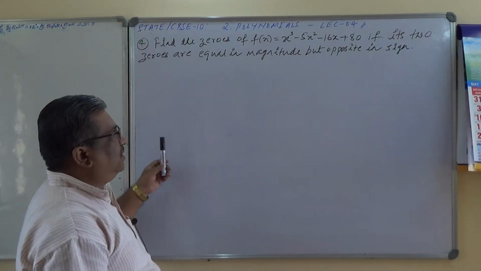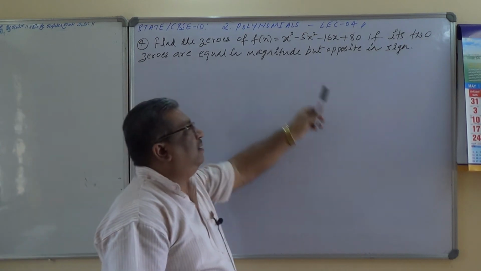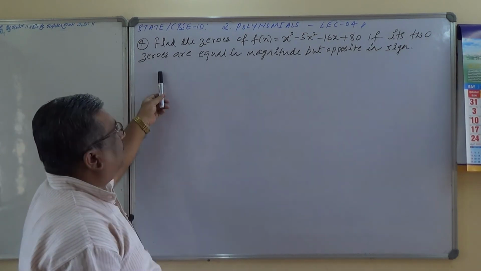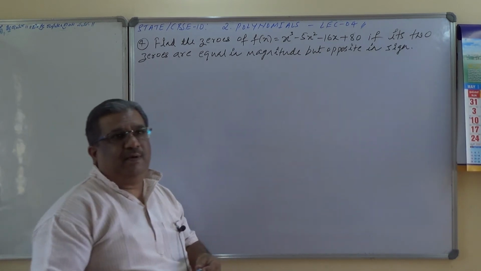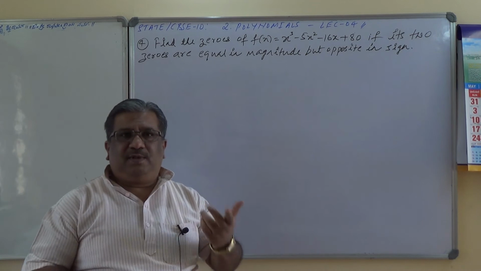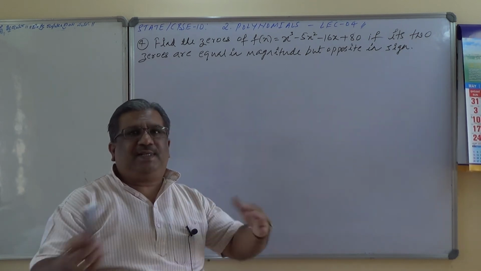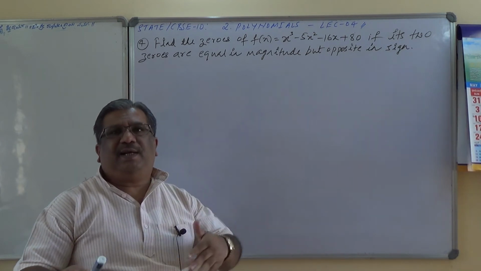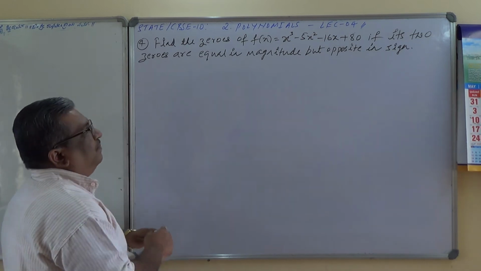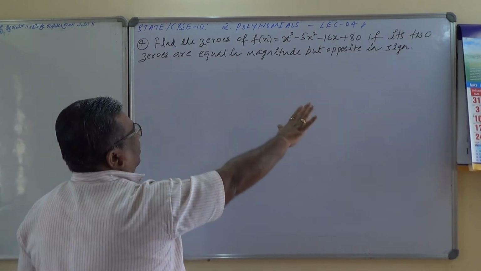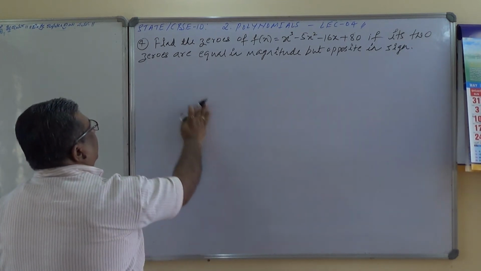Let us solve this sum, which is very typical in nature. Find the zeros of this polynomial if its two zeros are equal in magnitude but opposite in sign. What do you mean by this? I have to pick up two zeros equal in magnitude, alpha equals beta, but opposite in sign. If alpha is plus, beta is minus, isn't it? So let's see here. Both are equal in magnitude but opposite in sign. Okay, fine. So solution.